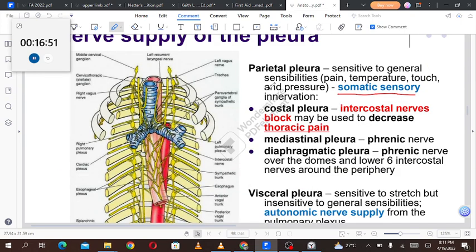Then we have the costal pleura. So the parietal pleura is subdivided into costal pleura, mediastinal pleura, and the diaphragmatic pleura. The costal pleura: an intercostal nerve block may be used to decrease the thoracic pain from the costal pleura.